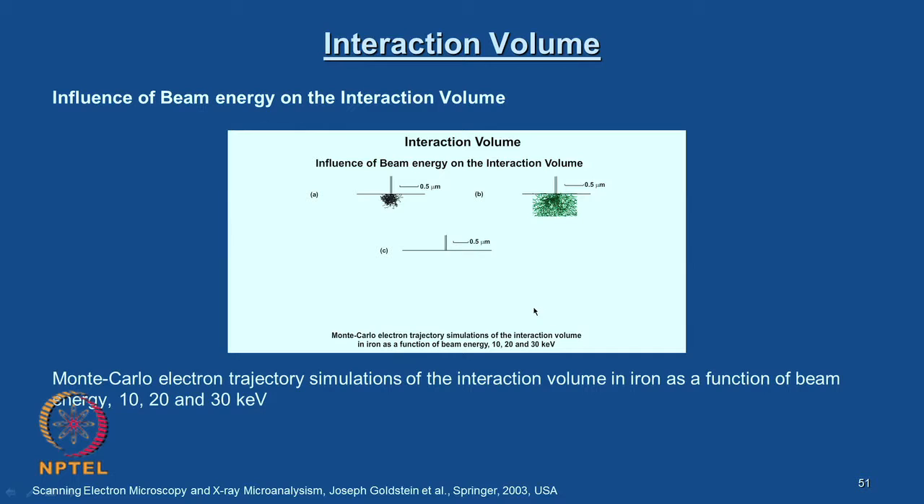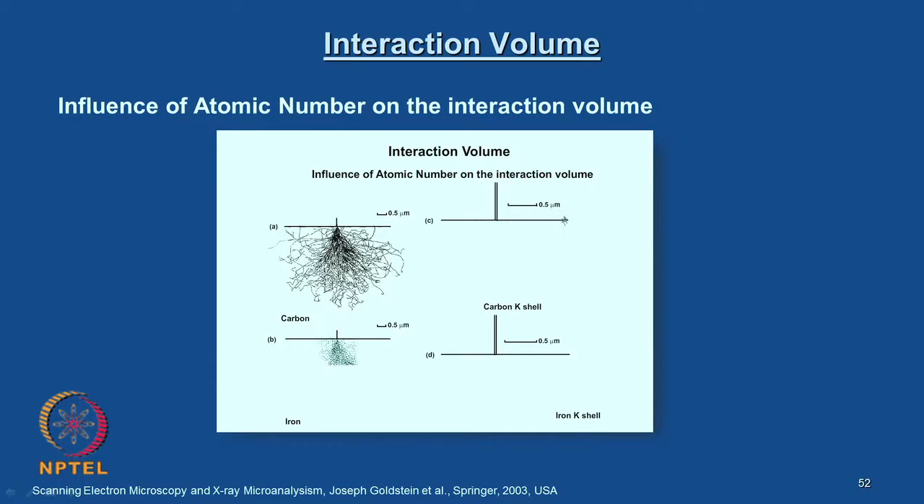So, I would like to show this as a function of electron beam energy versus interaction volume. Actually what you will see is that as the electron energy increases, the interaction volume also increases, but somehow this simulation is not working right now.